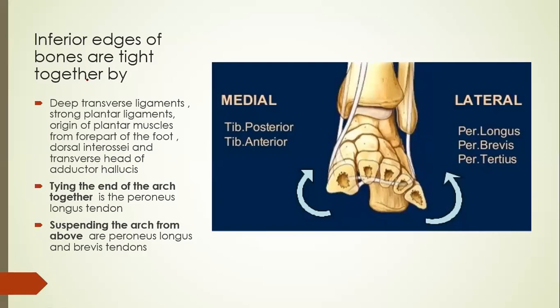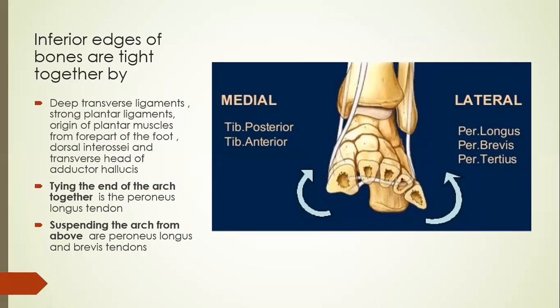So the transverse arch is tightened by the deep transverse ligaments, the strong plantar ligaments, origin of the plantar muscles from the forepart of the foot, the dorsal interossei, and the transverse head of the adductor hallucis. And what structure ties this together? The peroneus longus tendon.